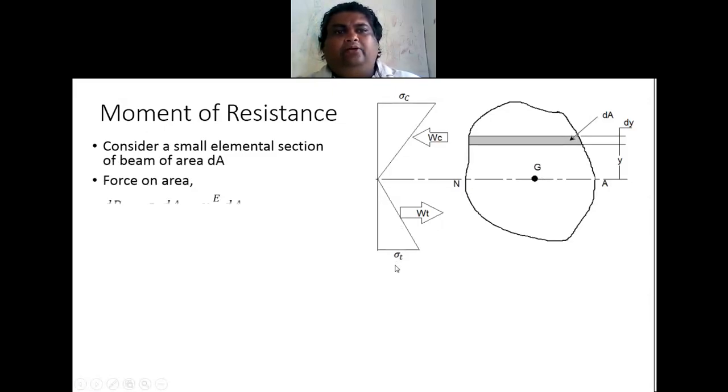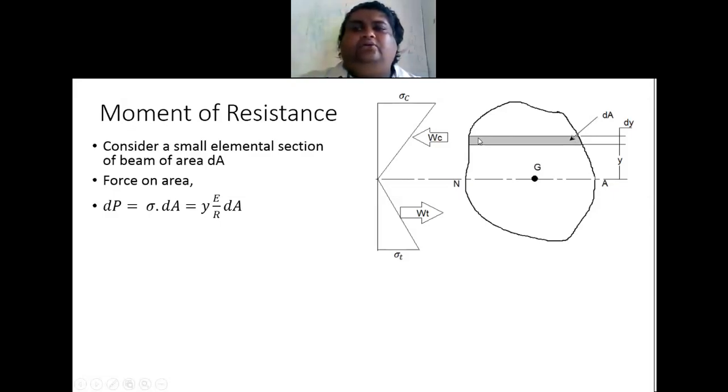Okay, now the force on the area. The beam is being bent, right? The cross section of the beam is this, because of which compressive stress is developed at the top surface, and tensile stress is developed at the bottom surface of the neutral axis. Now I am finding the force on this particular area, right?